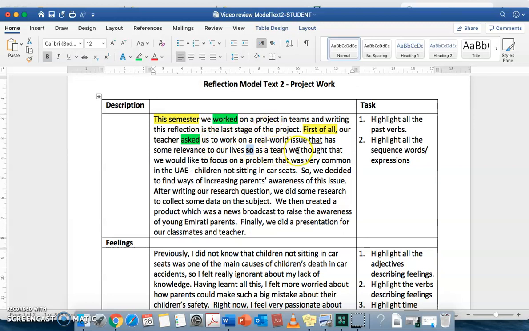As a team, we becomes our subject. Thought is our verb in the past simple, and it is the past simple of think. Think, thought. That is another relative pronoun that we're using to join the ideas together. We would like to, this is our verb phrase. Thought puts it into the past simple. Would like to explains that it is a request.